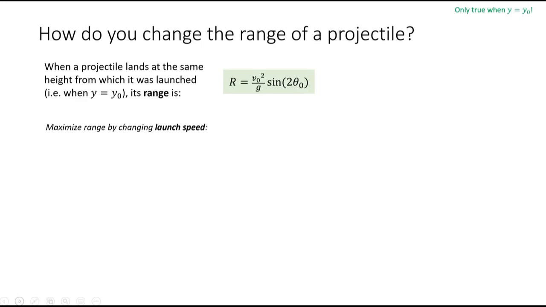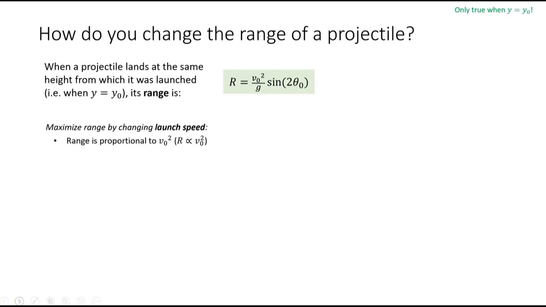So if you look at this equation, there's really 3 things that we could imagine changing to change the range of our projectile. You could change the launch speed, so that's v naught. You could change the launch angle, so that's going to be theta naught. Or if you go to another planet, you could change the acceleration due to gravity. So that's not really very realistic, right? So our 2 main options for changing the range are going to be changing the launch speed and changing the launch angle. All right, so let's first of all think about how we could maximize the range by changing the launch speed.